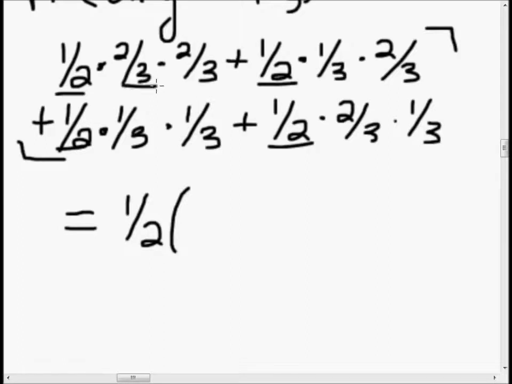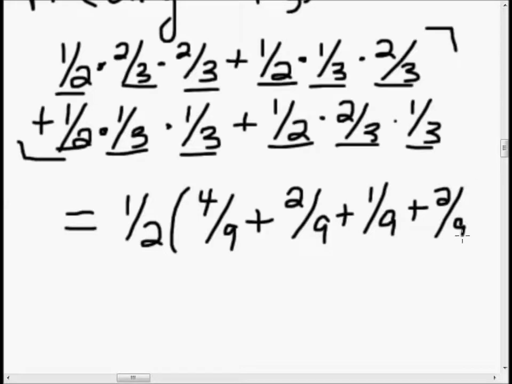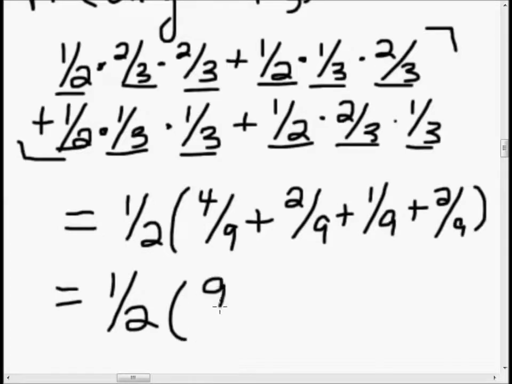And 2/3 times 2/3 is 4/9. I love multiplying fractions. I hate adding fractions, but I love multiplying fractions. 1/3 times 2/3 is 2/9. And let's see, 1/3 times 1/3 is 1/9. And 2/3 times 1/3 is 2/9. And so this equals 1/2. Let's see, 4 times, well, that's 9/9, isn't it?